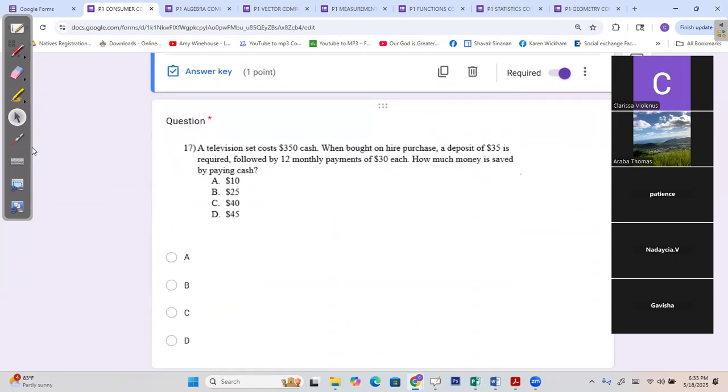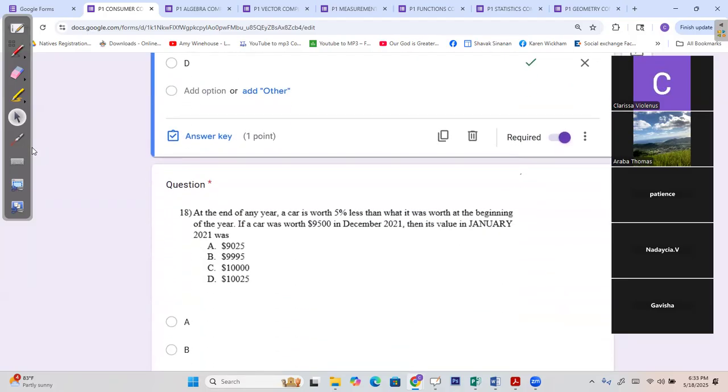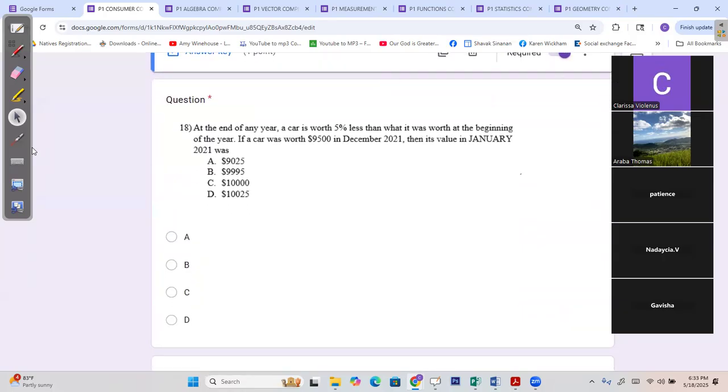A television, 350. Didn't we do this one just now? 45. If you could go through one of these papers and you could do this, that means you're going to clear. You're going to clear. All right, let's go again.